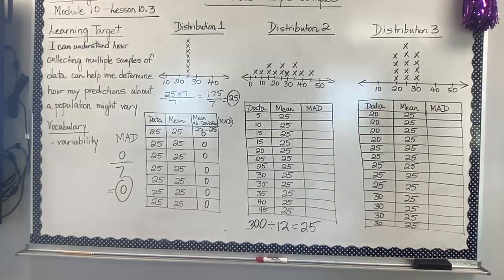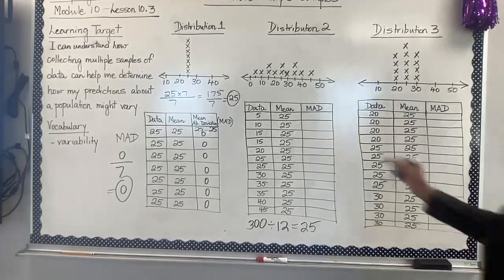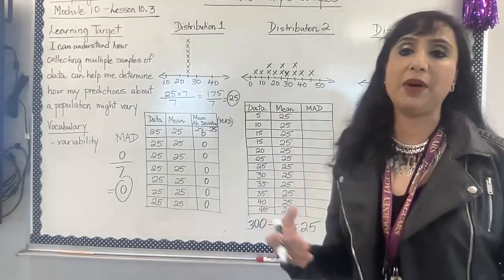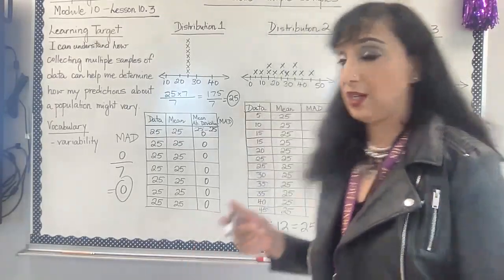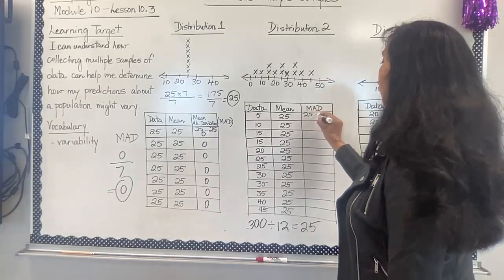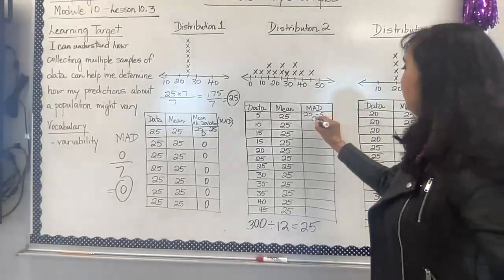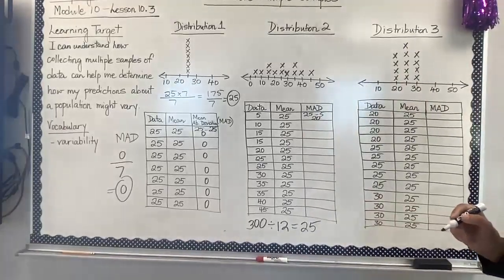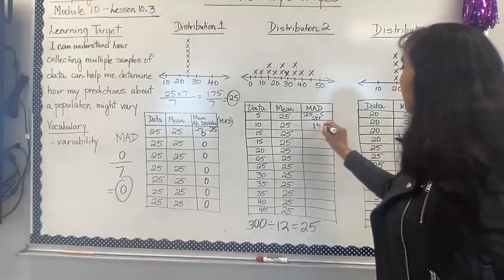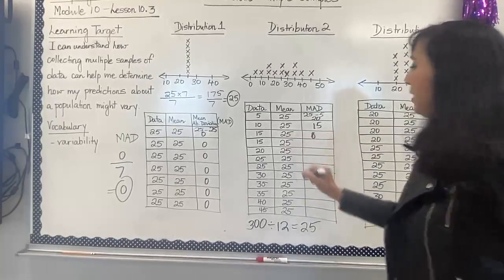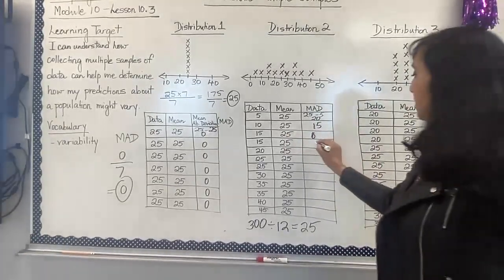Okay, now for the mean absolute deviation, I have got to see how far a number is from the mean in this case. And so all I'm doing is this. How far is 5 from 25? Remember that distance can only be positive. So I'm just going to do 25 minus 5 in order to see what that distance is. And this is going to be 20. All right, 25 minus 10, that gives me 15. 25 minus 15 is going to be 10. And then again, this is going to give me 10.